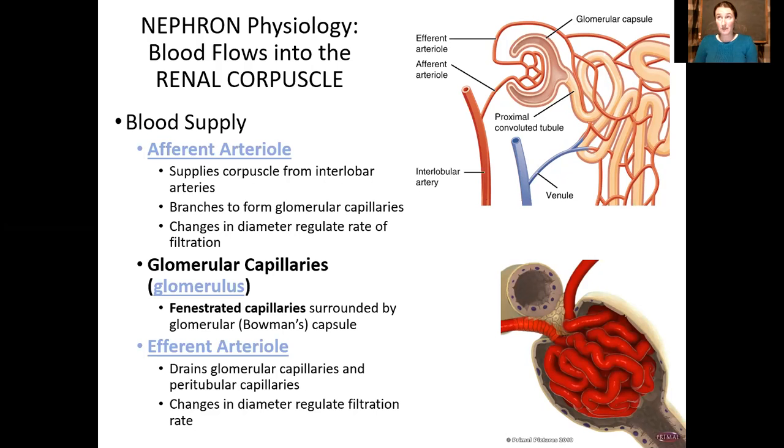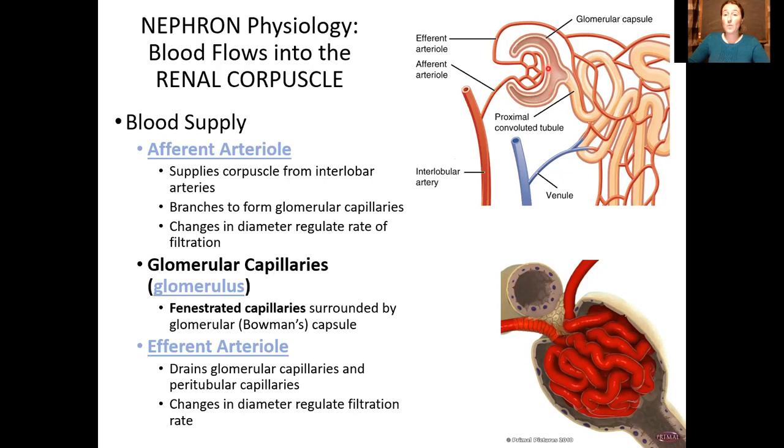So we've talked about a few of the structures. Let us start to add some physiology in here. The blood flows, as we know, into the renal corpuscle. It was delivered to the kidney by the renal arteries. At the corticomedullary boundary, these smaller arteries are going to branch off, delivering blood into the glomerulus via the afferent arteriole.